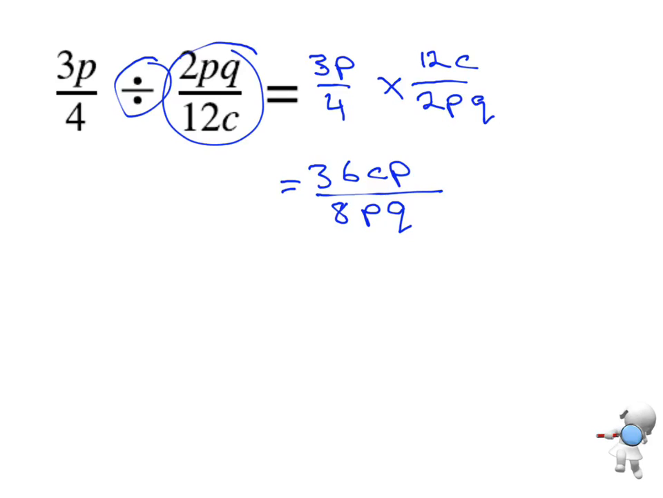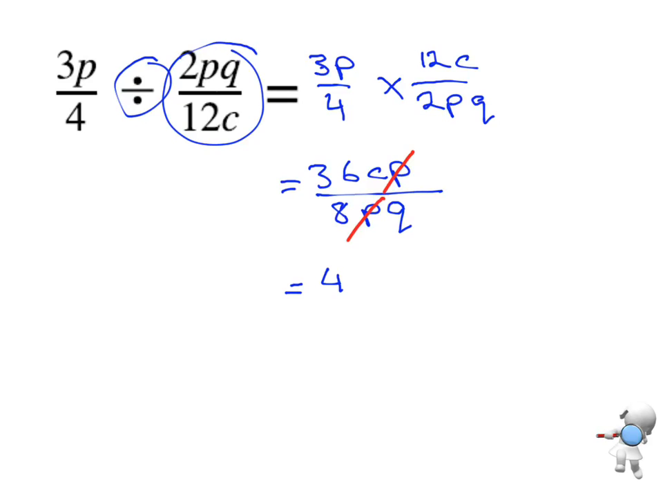Now I want to do a bit of simplifying. I've got a p and a p on the top and bottom, which are being multiplied, so I can cancel them. And now I need to look at the 36 divided by 8. The highest common factor of 36 and 8 will be an 8. No, it will be a 4.